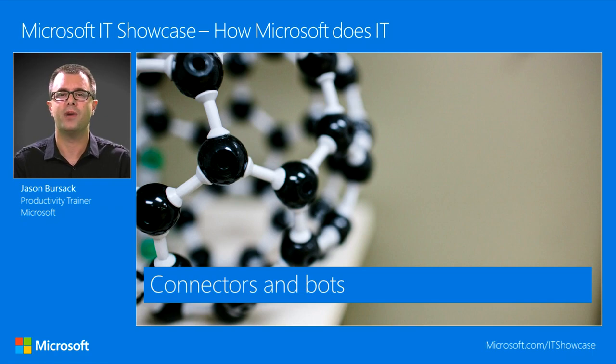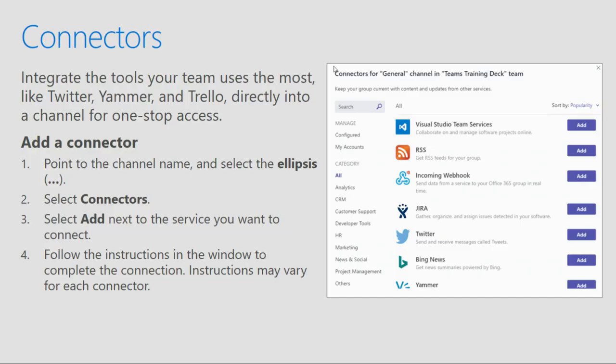Let's talk about connectors and bots. What a connector does is deliver cloud services content right into a team channel. For example, an RSS feed could be delivered, a Twitter feed, a Bing News feed, a Yammer feed. All of these different feeds can drop right into a channel. You'll do that by going to the channel name, selecting the ellipses, and adding a connector, and then you just add the service and save it. Sometimes you'll be asked to make some choices about how you want that content delivered, and the content will be sent right into your team channel.